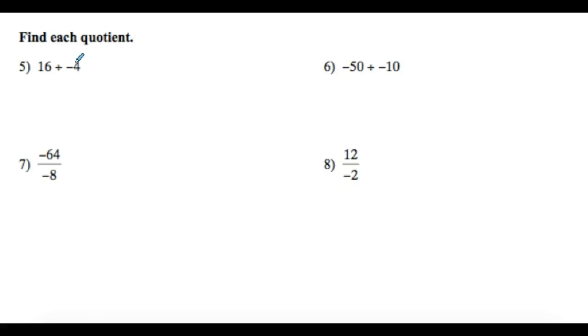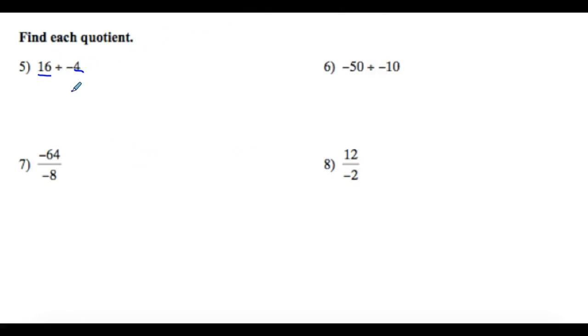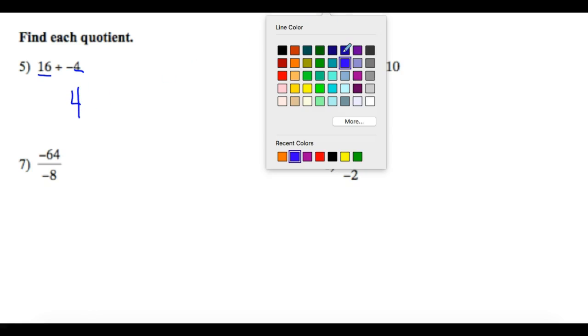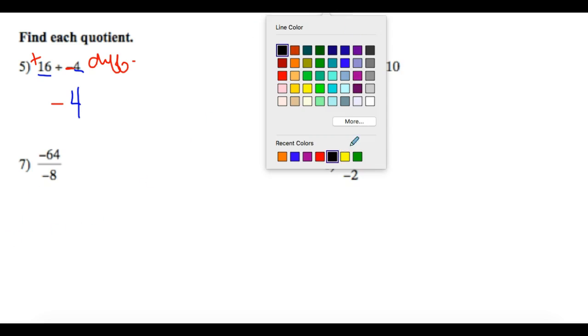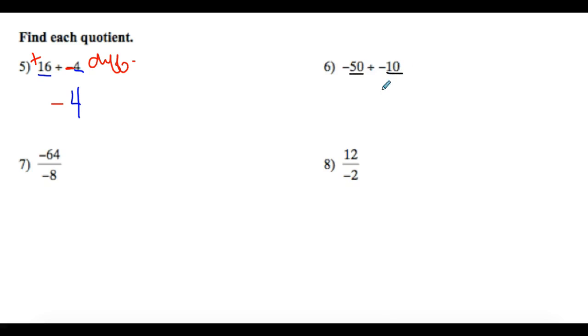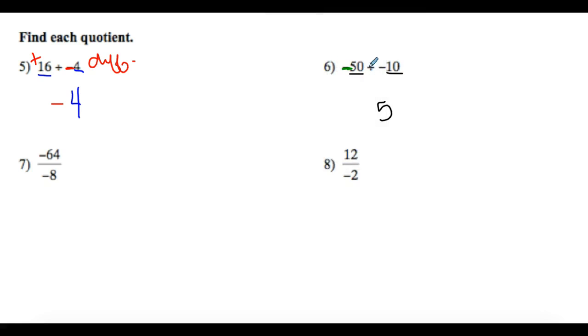Division works exactly the same way. All of these are division problems, they're just written differently. So I'm going to go ahead and focus on the numbers first. 16 divided by 4 is 4. If I then look at my signs, I have a positive divided by a negative. Those are different. Because they're different, the answer is negative. If I look at the next set, 50 divided by 10 is 5. Looking at the signs, I have a negative and a negative, those are the same. That makes the answer positive.